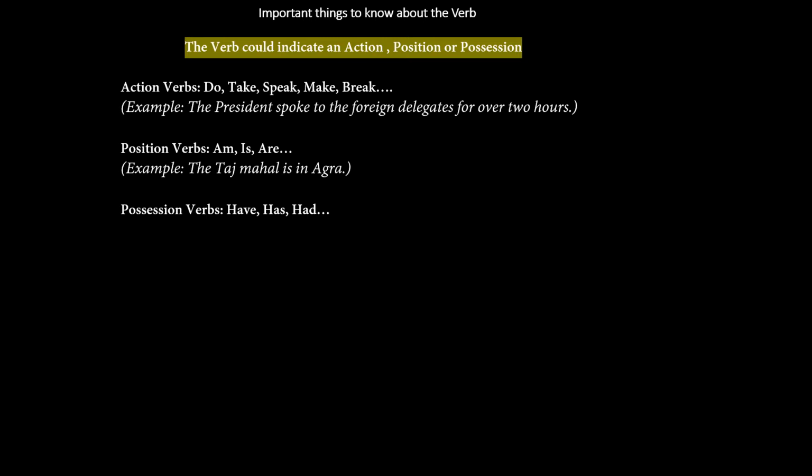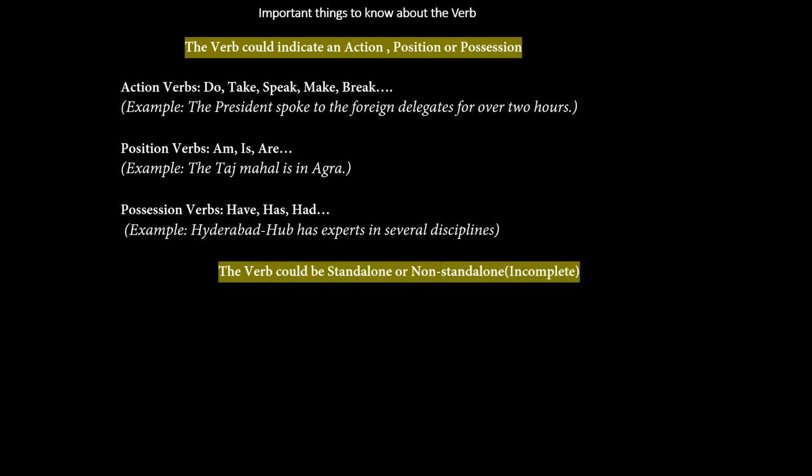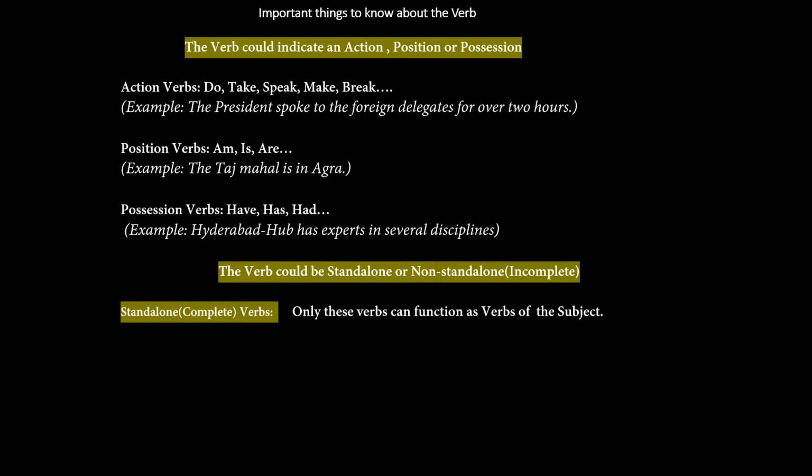Possession verbs: have, has, had, etc. are called possession verbs. For example, Hyderabad Hub has experts in several disciplines. In this sentence, the verb has indicates possession, what Hyderabad Hub has or what the subject possesses. The verb could be standalone or non-standalone, or complete or incomplete verb.